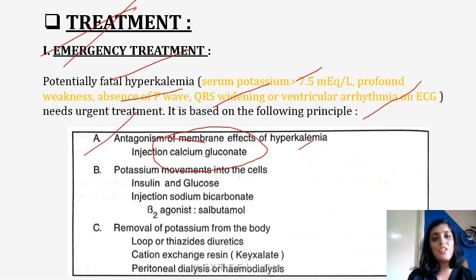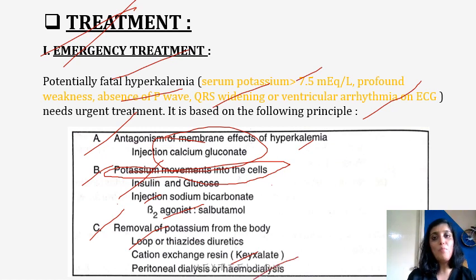After that, you will counteract the immediate effects, so that potassium will move inside the cells. To move the potassium inside the cells, we'll give insulin along with glucose, the insulin dextrose drip, injection of sodium bicarbonate, and beta 2 agonist like salbutamol inhalation. Removal of potassium from the body, that is the definitive treatment, is with loop or thiazide diuretics, cation exchange resin like kayexalate, and peritoneal dialysis or hemodialysis.